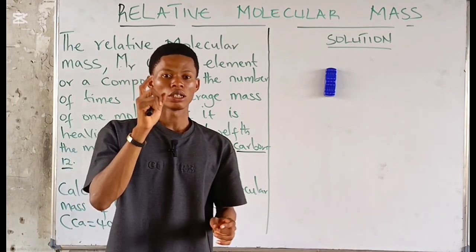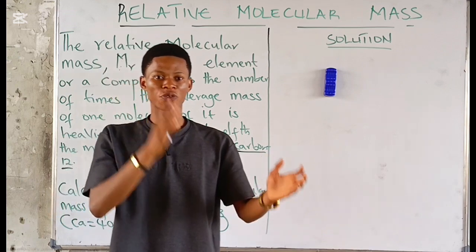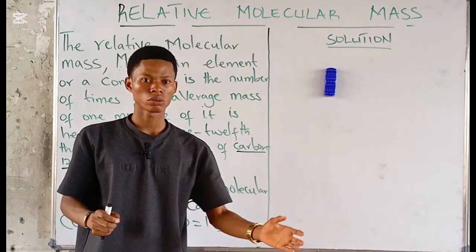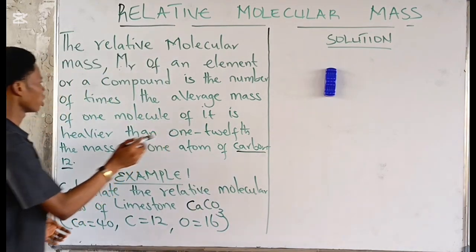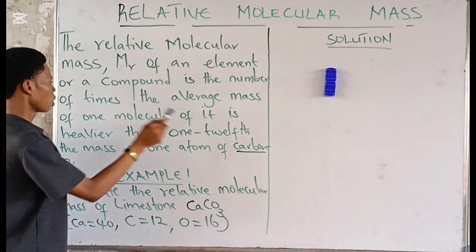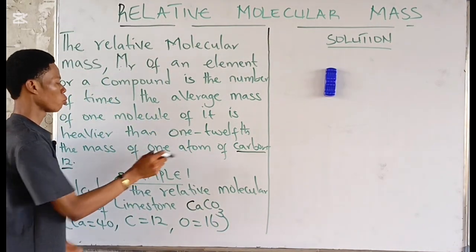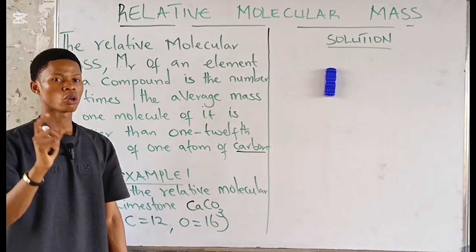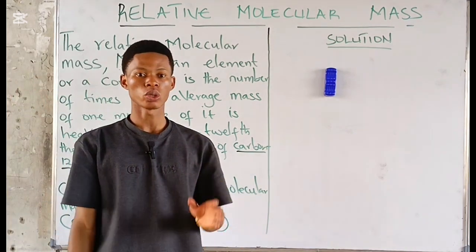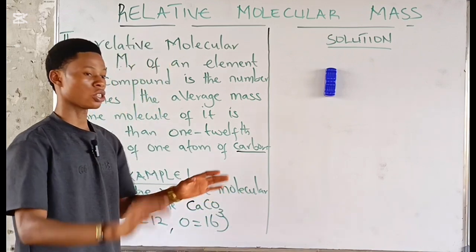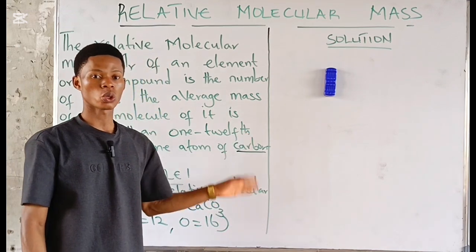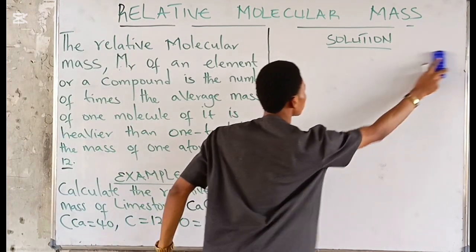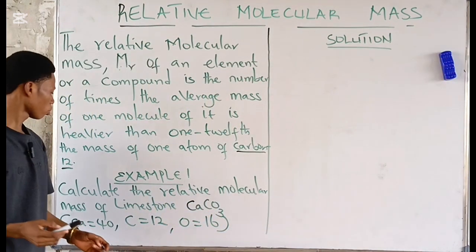So the average number of times the mass of an element or a compound is heavier than 1/12 the mass of one atom of carbon-12 is the relative molecular mass of that compound. But that's not what we are going to be using in our calculation today. I have a series of examples that we're going to use to solve what relative molecular mass is actually talking about. So let's take the first example.